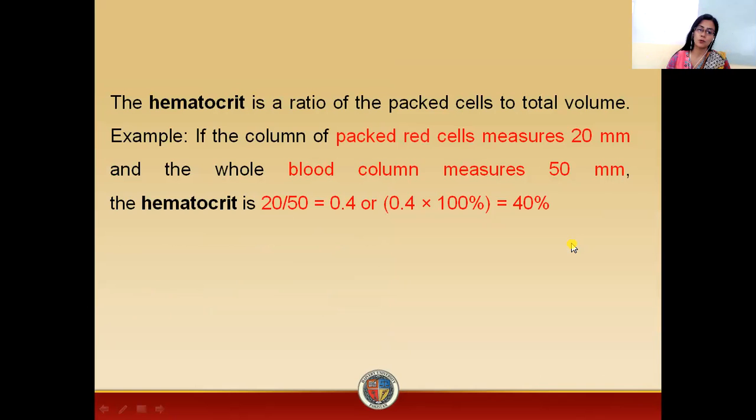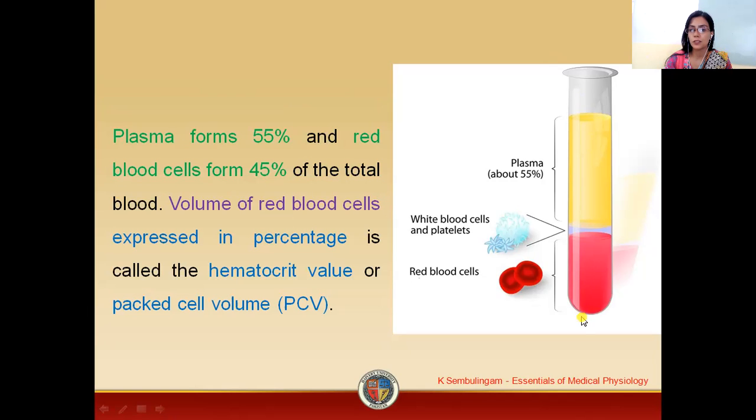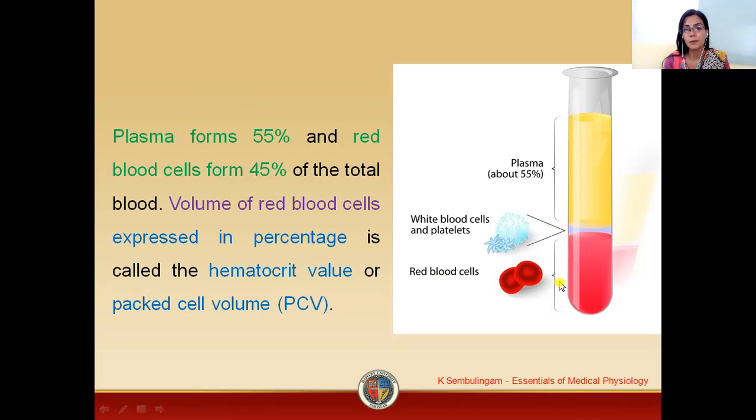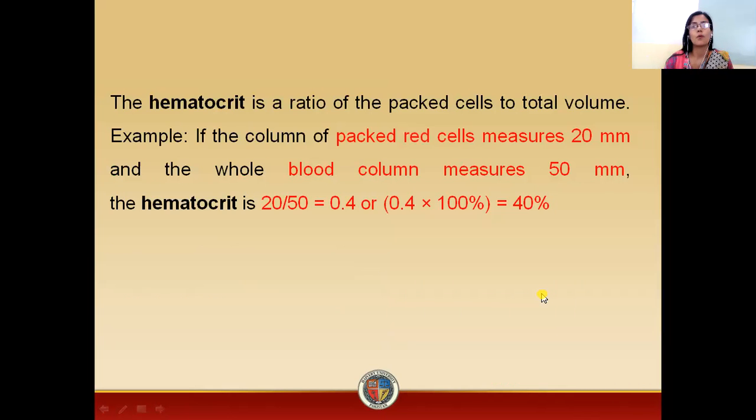How can you calculate the hematocrit value? Let's take an example where you have a blood column. This is the tube. It has markings in millimeters, that is mm, and the total blood volume in this tube is 50 mm. For example, the red blood cells in this tube are 20 mm. Now how can you calculate the hematocrit value in percentage? You will divide this packed cell volume, that is 20, by the blood column measure, that is 50 mm. After dividing, you get a value of 0.4. You will multiply this value by 100, and the result will be in percentage, that is 40%.